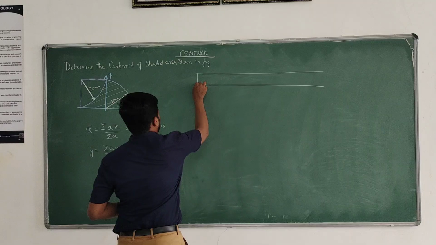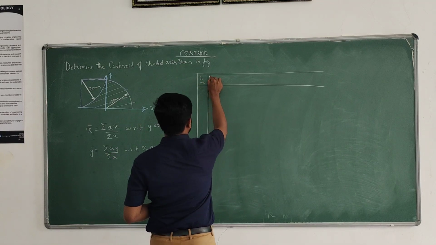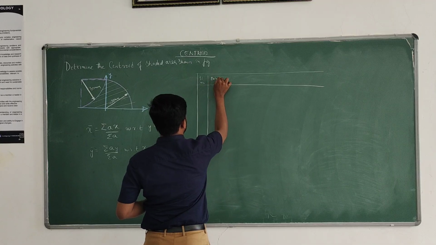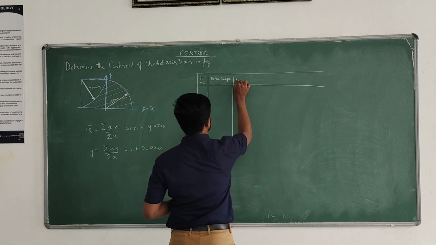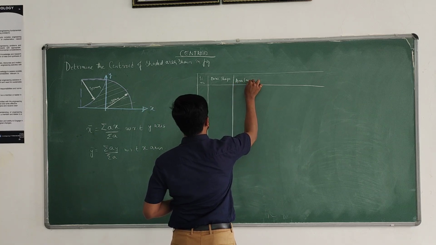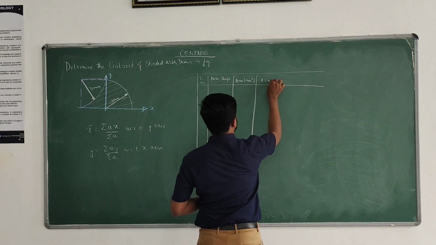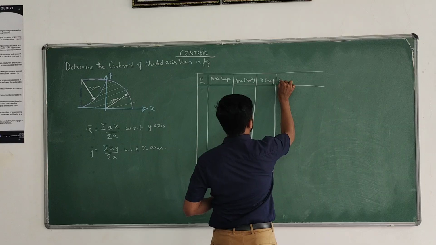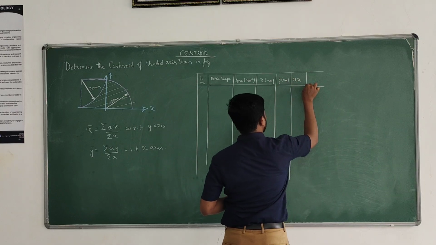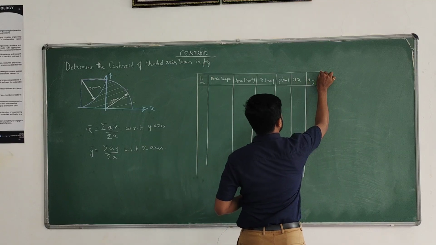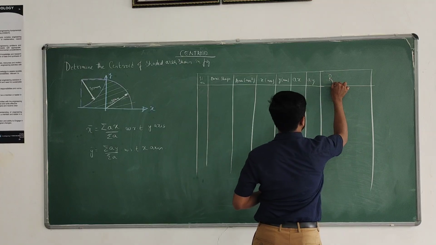In this tabular column, first take the serial number, next basic shape, next area. Area here is given in mm, therefore area is in mm square. Next x in mm, next y in mm, next a into x, a into y, and finally remarks.